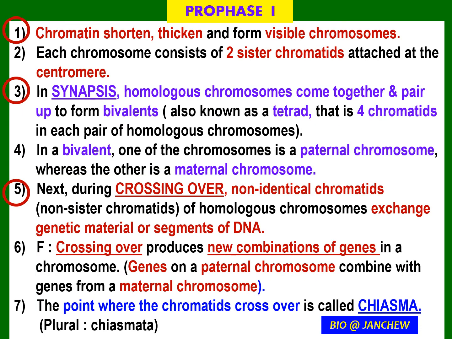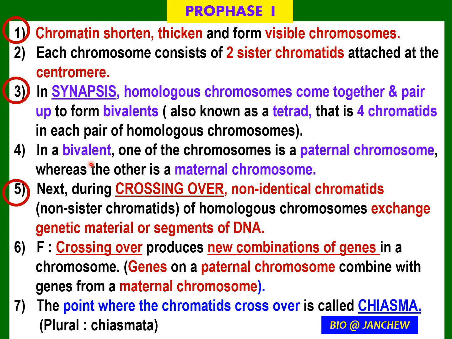So the following are the events which occur in prophase I. I'll just go through very quickly. Chromatin shorten, thicken, and form visible chromosomes. Each chromosome consists of two sister chromatids attached at the centromere. In synapsis, homologous chromosomes come together and pair up to form bivalents, also known as a tetrad, that is, 4 chromatids are found in each pair of homologous chromosomes.